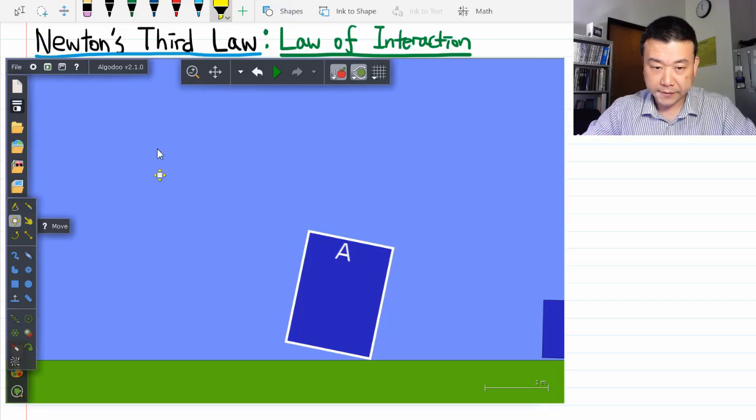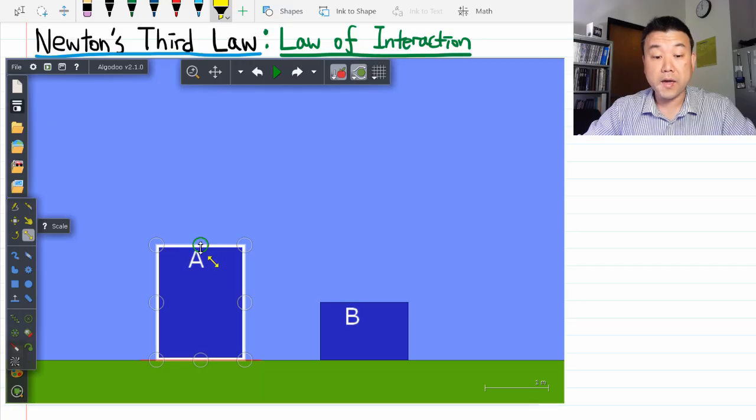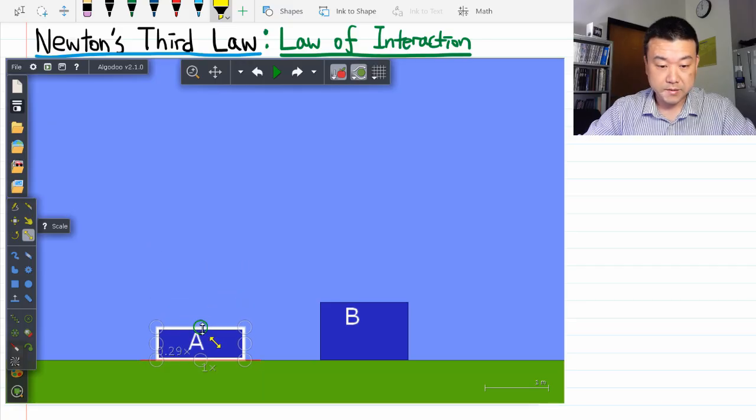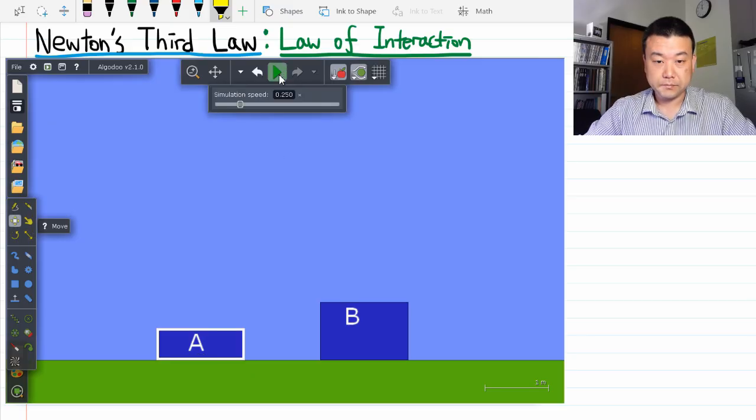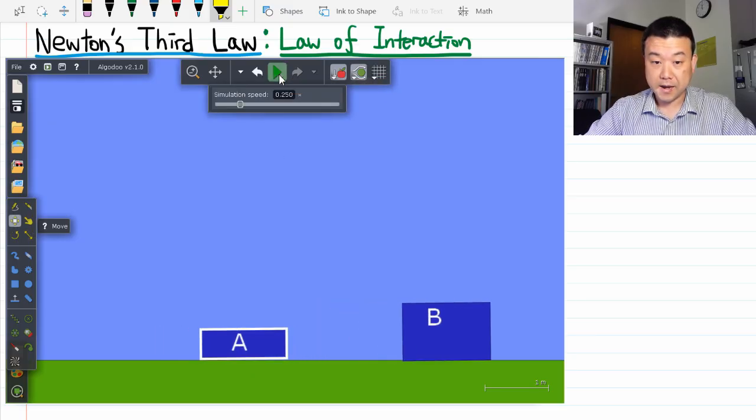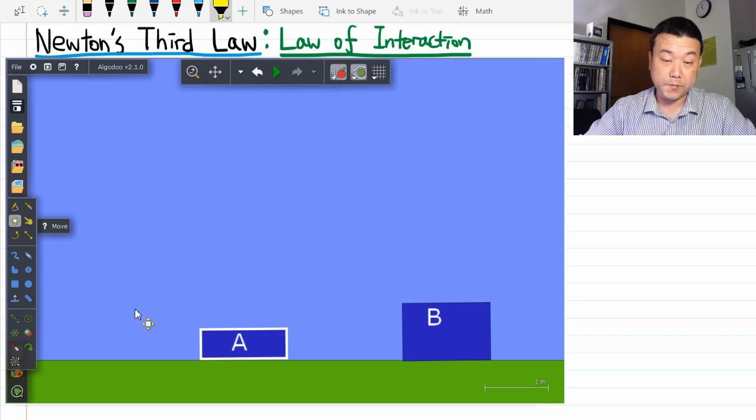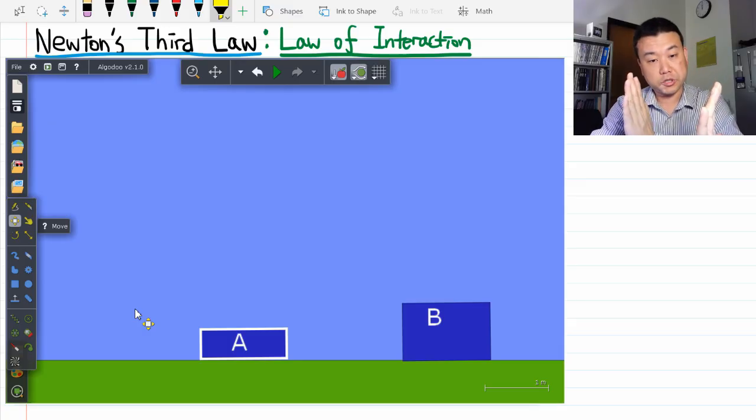Let me flip this around. This time I'm going to have A smaller than B. Let's see what happens then. By smaller I mean less mass. Now this time you see A bouncing off of B going backward. And the reason for this is the same as before. With the equal magnitude of the force that B is being pushed by, A is also being pushed. But because its mass is smaller, it undergoes greater acceleration and it results in A bouncing back.